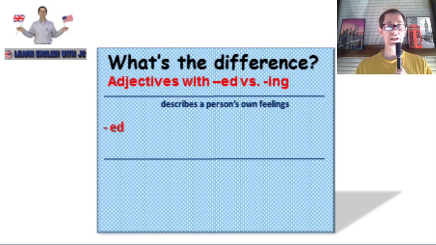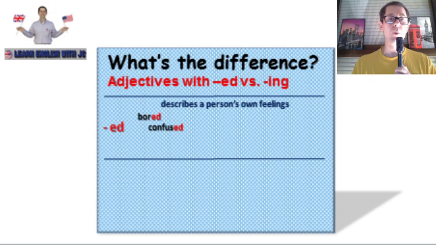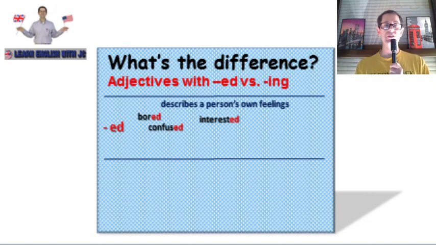For instance, we can have the adjective bored. You see that it ends in ed. Another example is confused. So we have bored and confused. Another example is interested. Remember, the stress goes on the first syllable: interested.